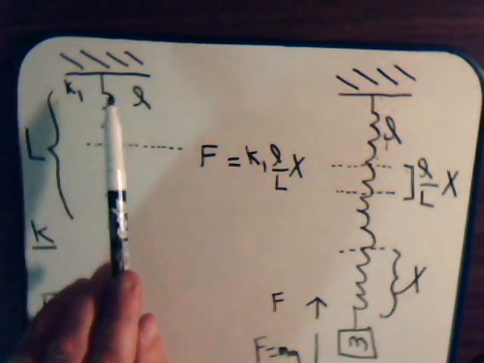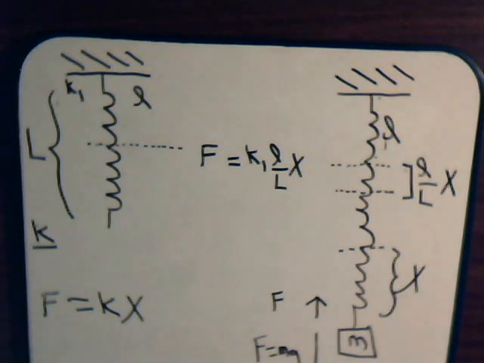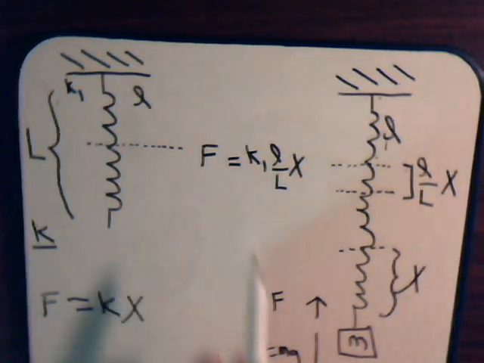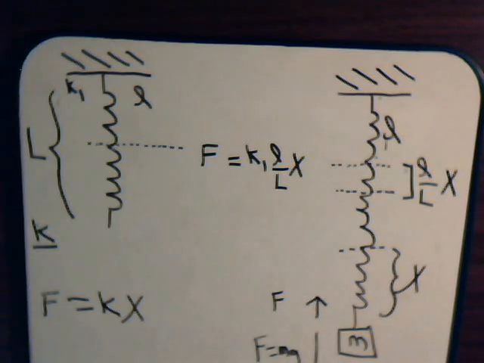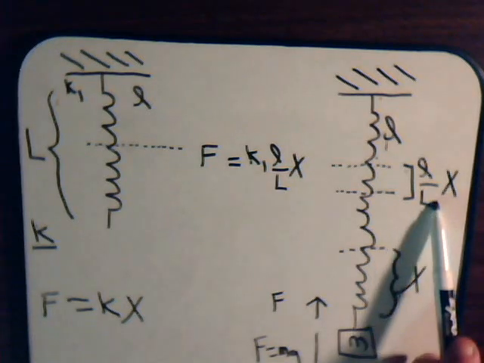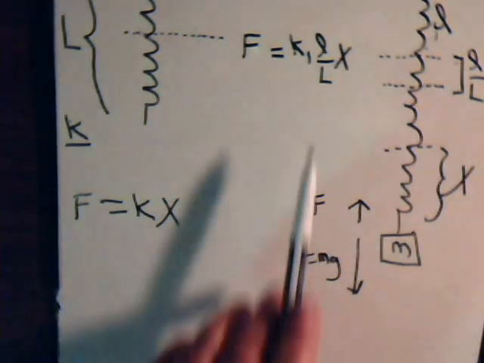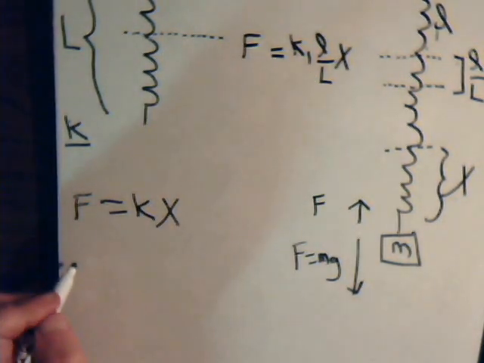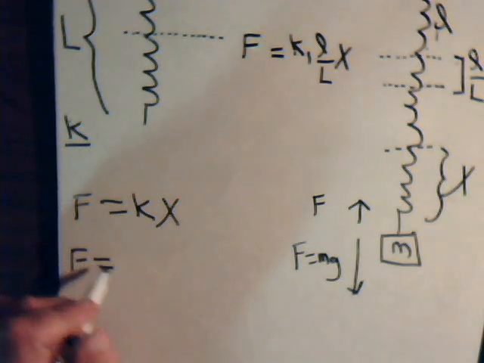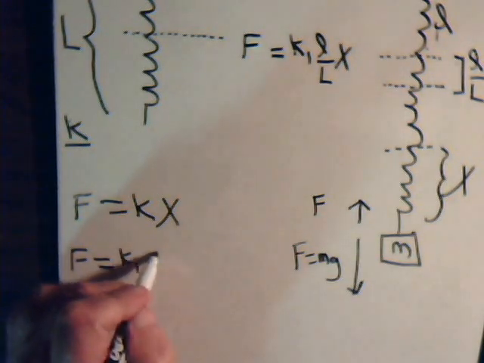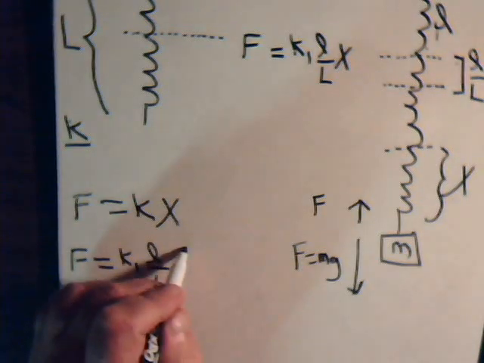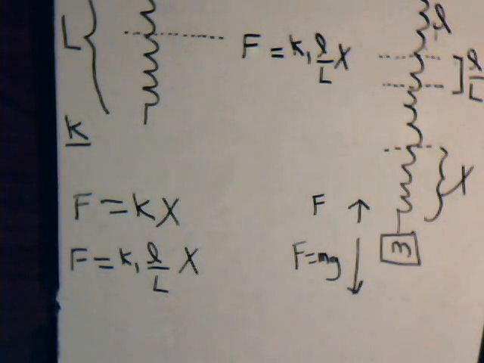Now we're looking at this section of the spring as if it's an independent spring with its own spring constant. So again, the force F, that's the same up here as it was down here. That has to equal that spring constant times the displacement for it. And that is that. So let's write this down here. We have F equals K1 times l over capital L times x.